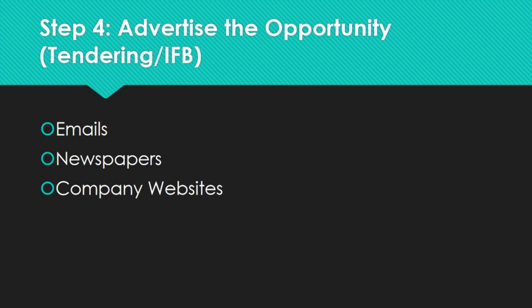Generally in a private company, the tendering is shared with the list of the vendors you shortlisted. So email is the best medium to float the tender. This process is called IFB, which is called invitation for bids, which is same as tendering.